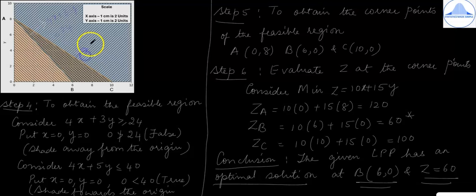So this is the other equation, that is 4x plus 5y is equal to 40. Now this particular equation, that is the first equation, 4x plus 3y greater than or equal to 24, it is false, so it is shaded away from the origin. So this is the line. Shading away from the origin means we have to shade on the top like this.